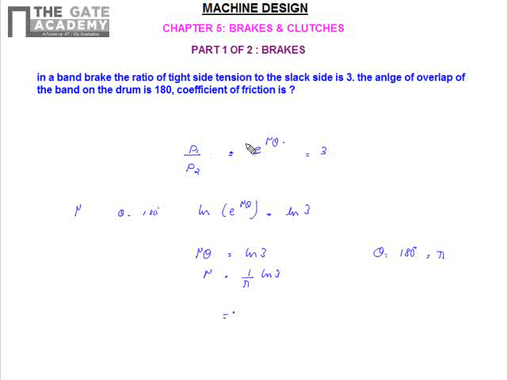This will be 0.35. The coefficient of friction will be 0.35. This question was asked in GATE 2003. So this way we can easily solve the problems related to the band brakes.